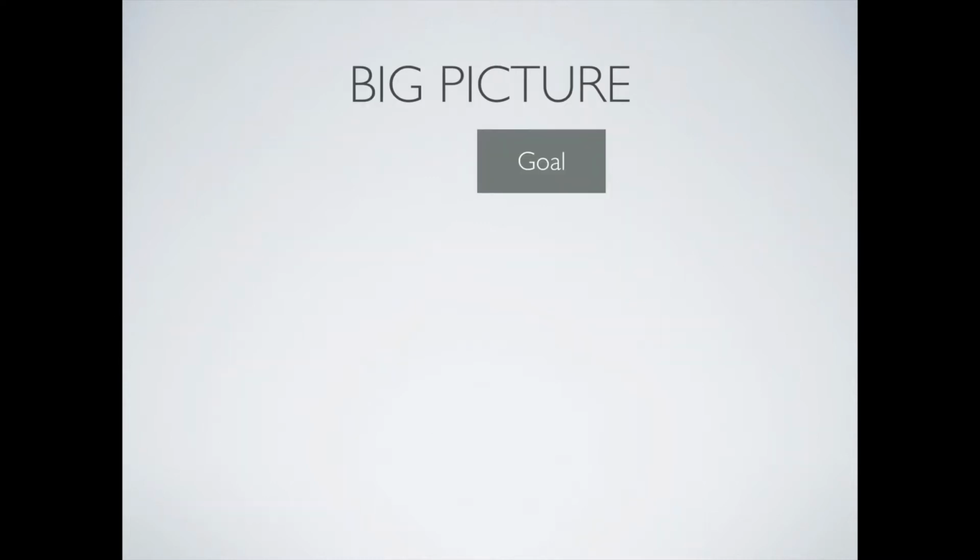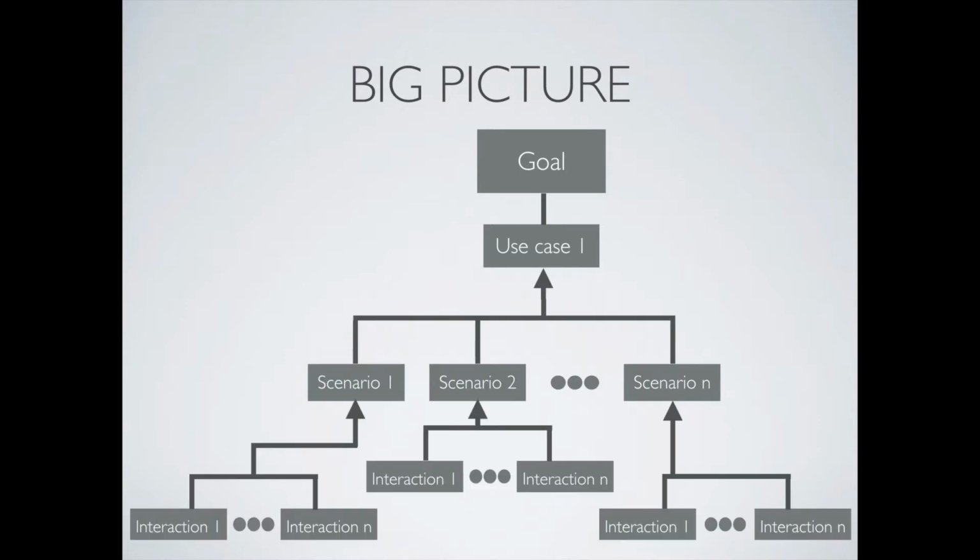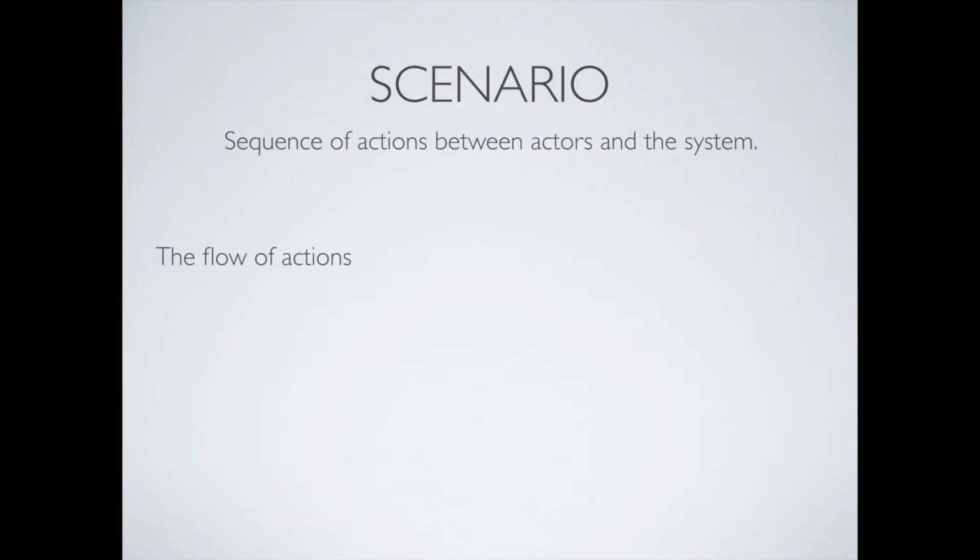So looking at the big picture, the user has a certain goal, and for this goal there is a use case. The use case is composed of some actions for the different execution paths of the process, also labeled as interactions, needed to be performed for the successful completion of the scenario. So the scenario is a sequence of actions between actors and the system. We also refer to them as different flows of the system.